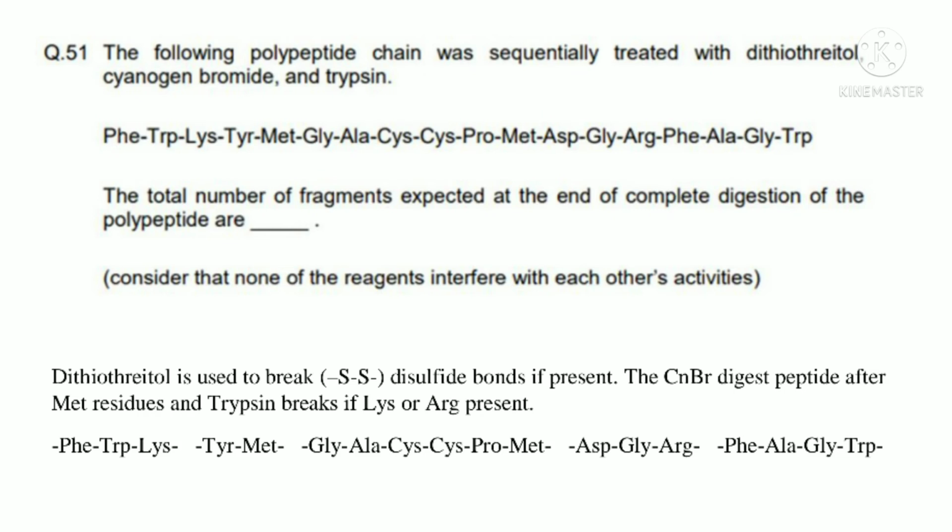When cyanogen bromide is used, it will cut here and here. Then upon trypsin treatment, the peptide will break here and here. So the total number of fragments will be 5.